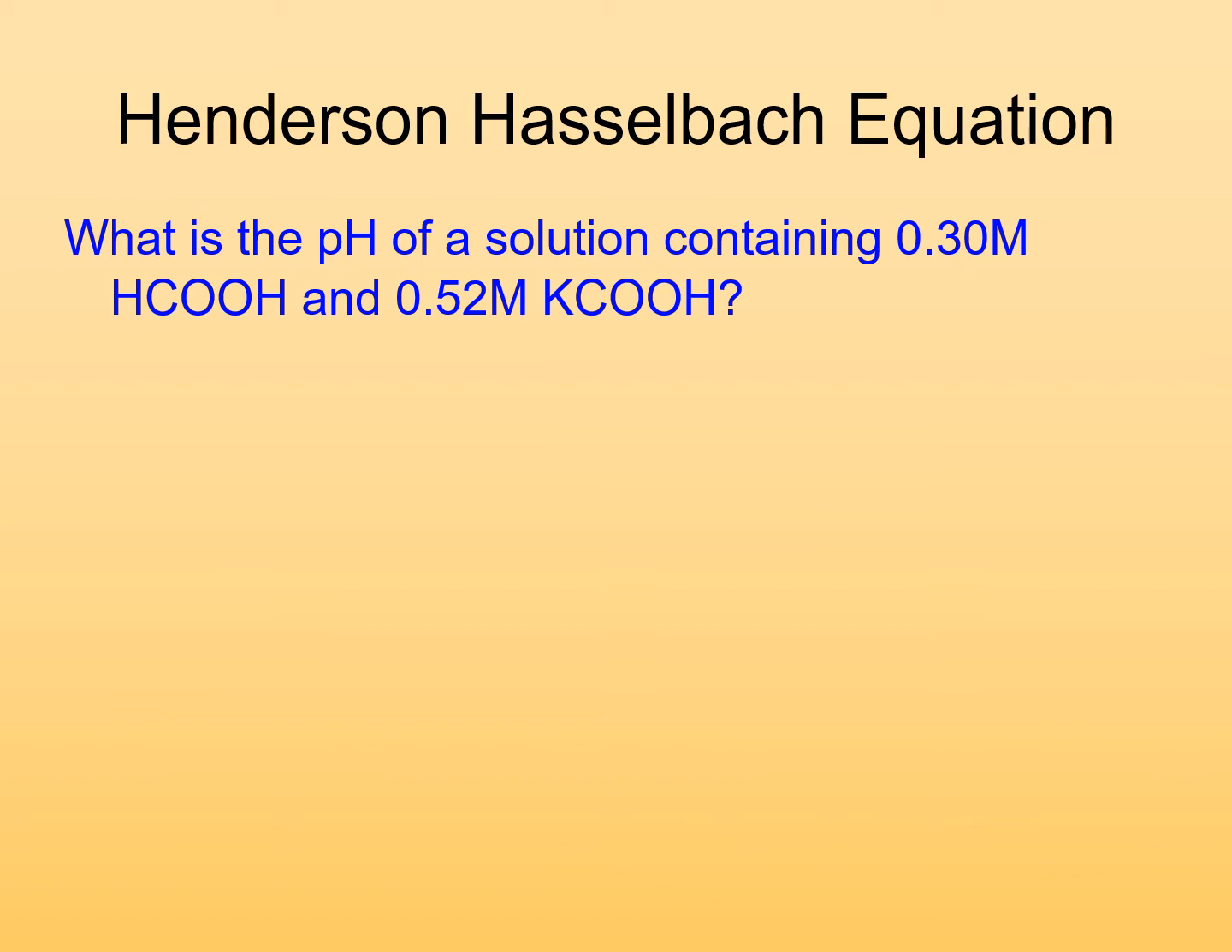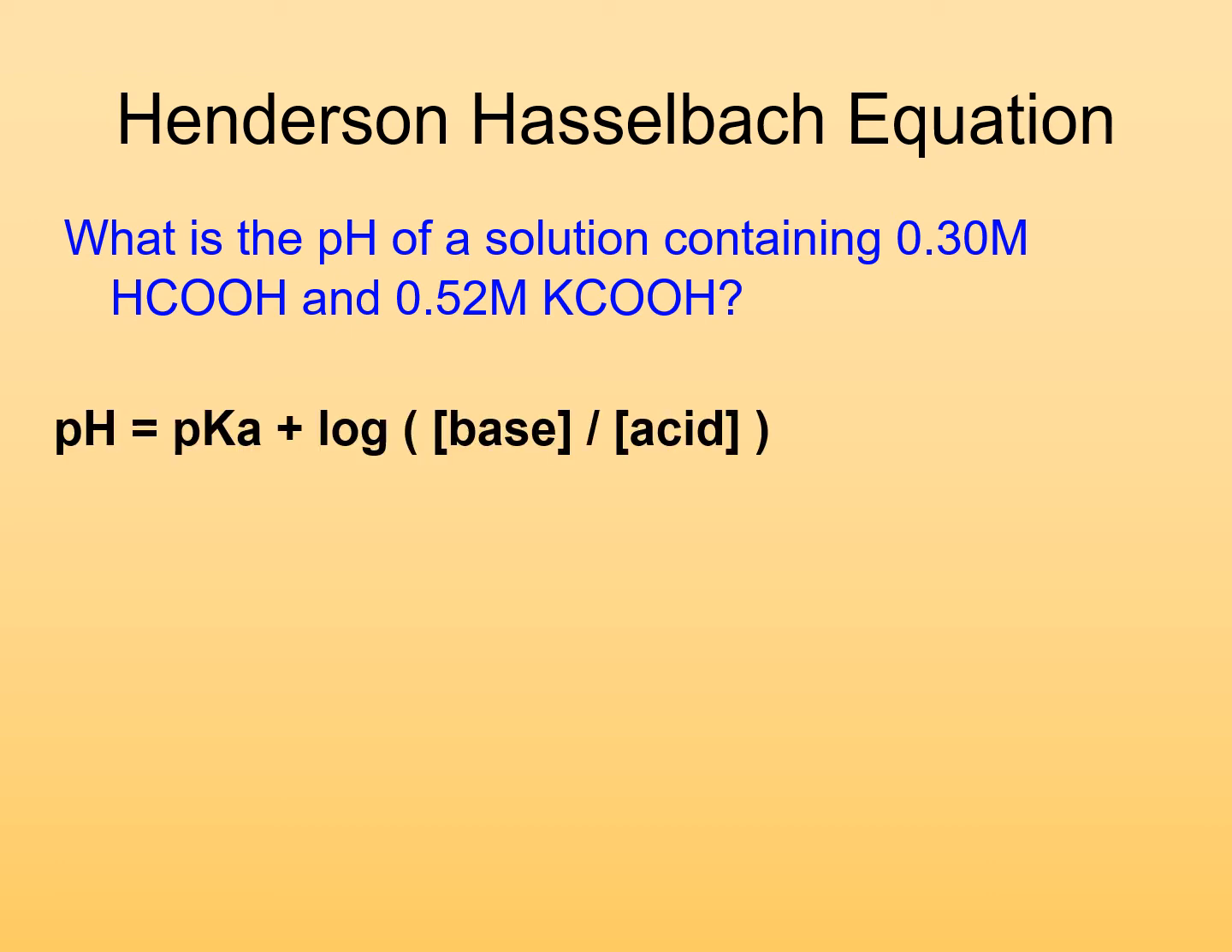So here's an example of what this is going to look like. I want to know what's the pH of a solution containing 0.3 molar of the acid and 0.52 molar of our salt with the anions. So this is the same problem that we just did. Note that the 0.30 molar is for our acid, so the 0.52 molar is for our conjugate base.